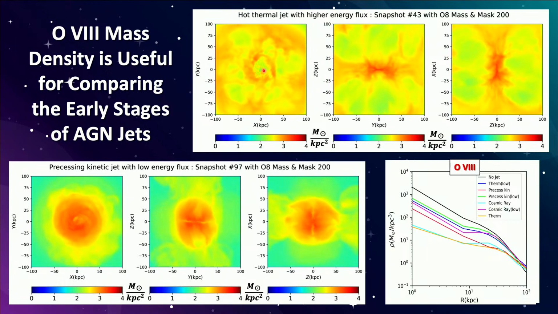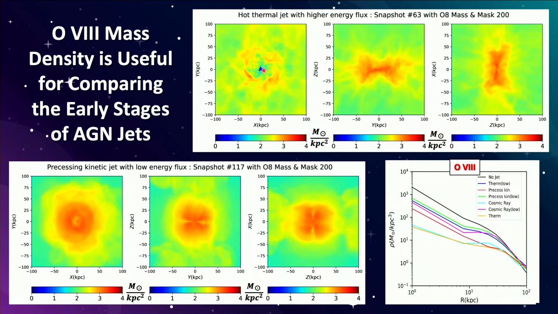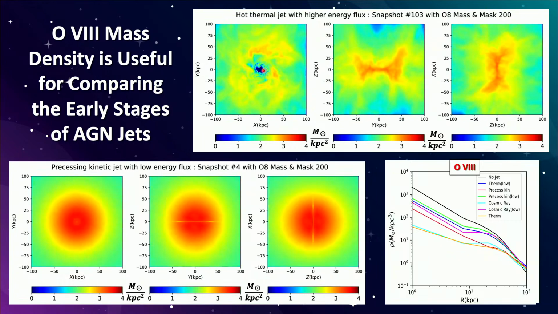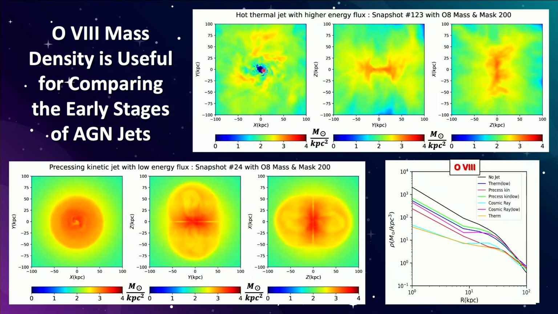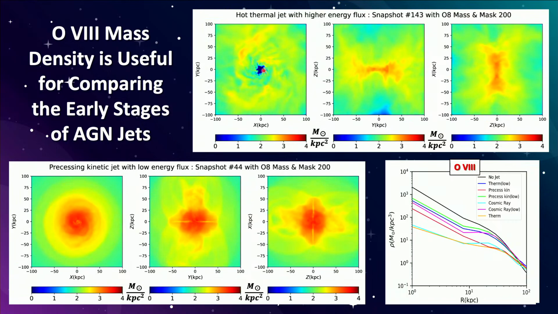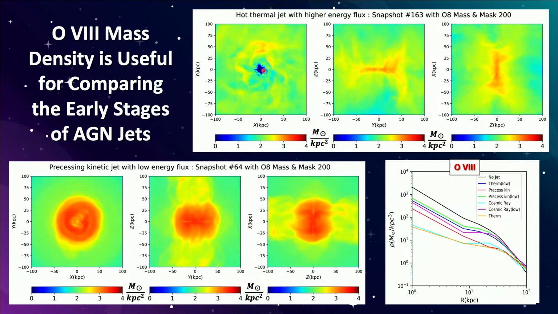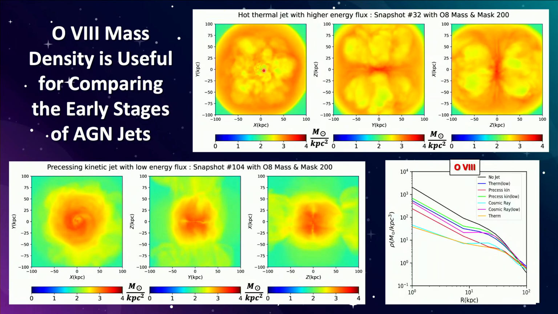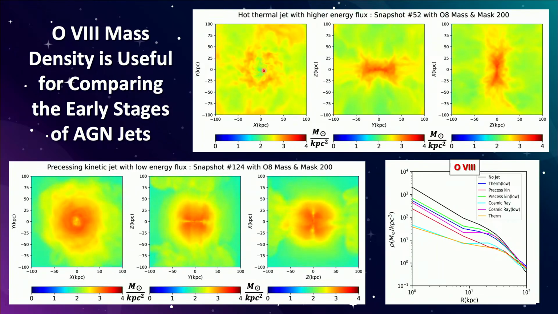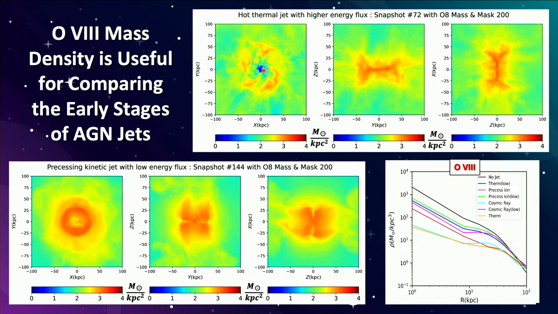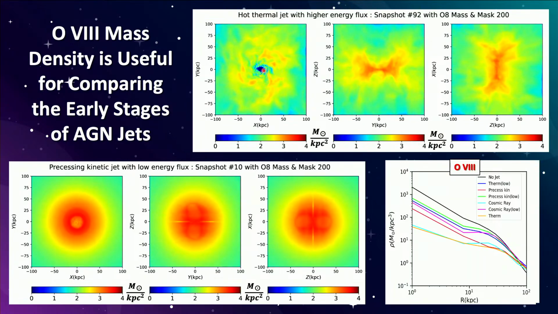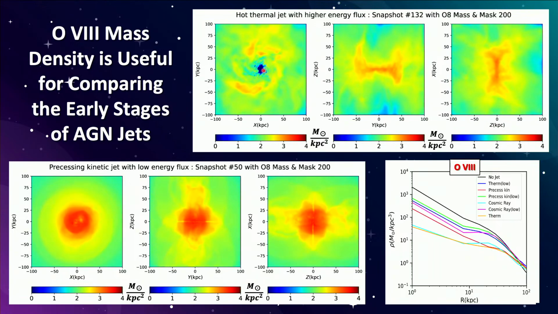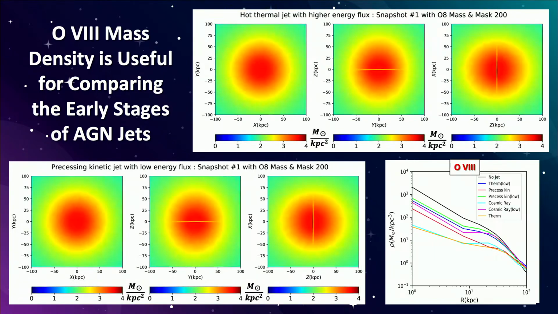So this is really interesting because it tells us from an observational standpoint, if we're looking at an AGN jet and we're able to see oxygen 8 within the jet cavity itself, using this data, we can narrow down what type of jet we must be observing. We can immediately say it's more likely a precessing kinetic jet with low energy flux than a hot thermal jet with high energy flux. And this is the kind of behavior that we could really only observe out of oxygen 8 because it has a very high ionization energy, so it's very difficult to break down.